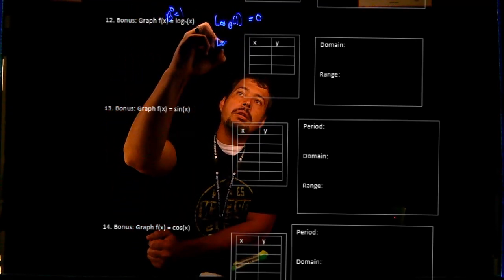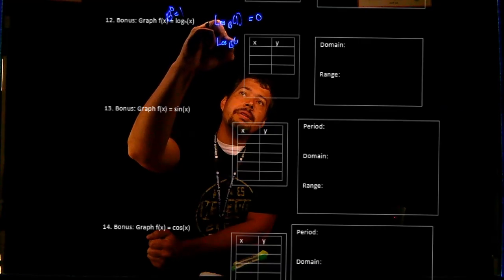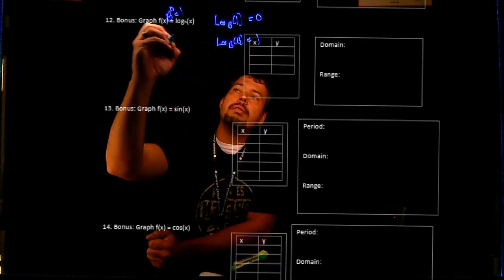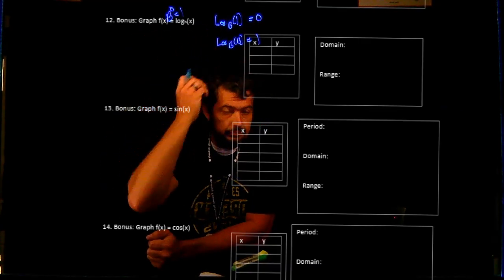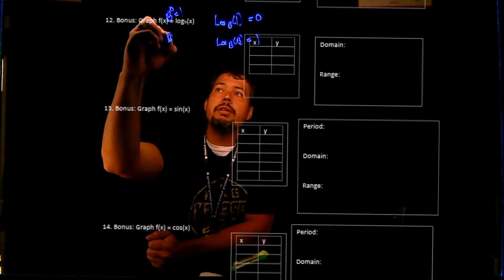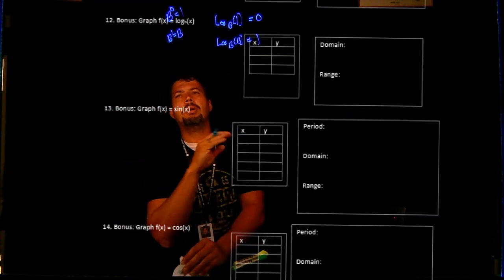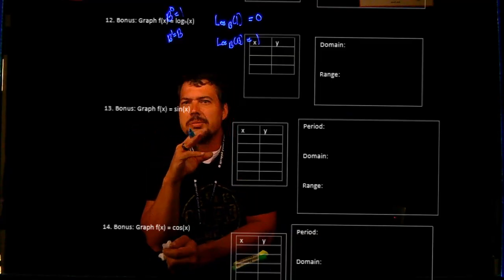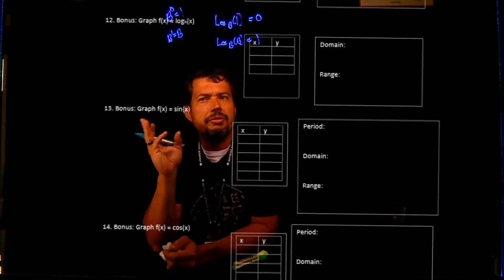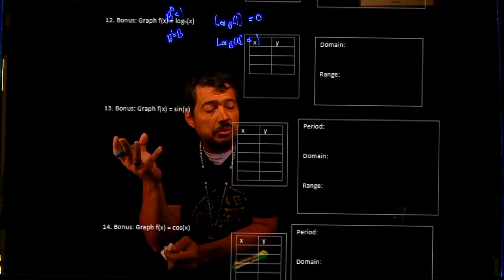A log base b of itself is a 1, because this is saying b to the first is b. Now, when we get to logarithms, these things will make sense. Right now, it's just a bonus. I don't feel like spending 10 minutes of my life explaining a logarithm to you. But if you memorize some things now, it'll make more sense later.